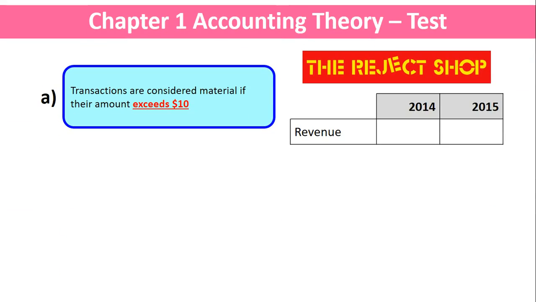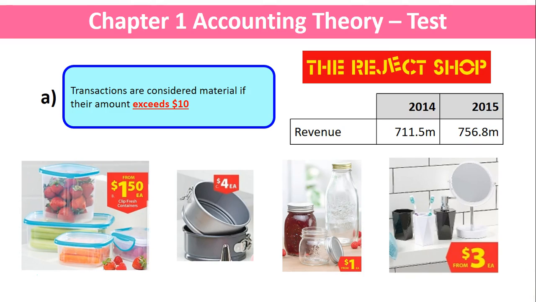For example, let's look at the Reject Shop. In 2014, the Reject Shop's revenue was $711.5 million. And in 2015, that went up to $756.8 million. So that is a really big business. Is it so big that if something's under $10, we can leave it out of the financial reports because it's not material? Well, that's clearly not true, because if you look at the Reject Shop, all its merchandise, that's what it sells for.